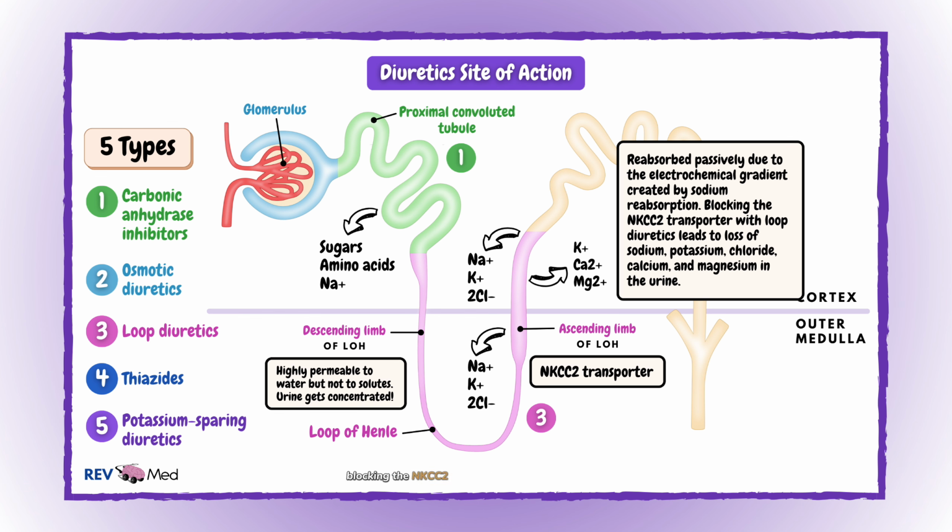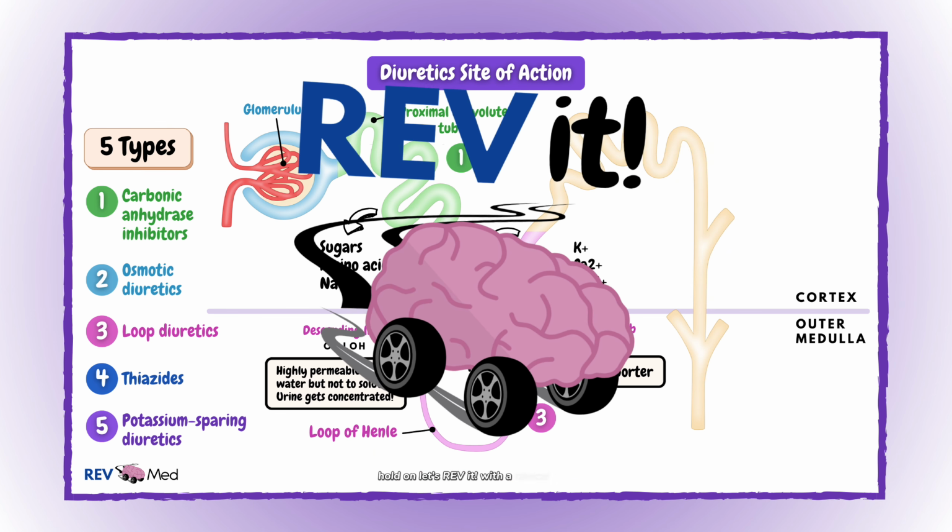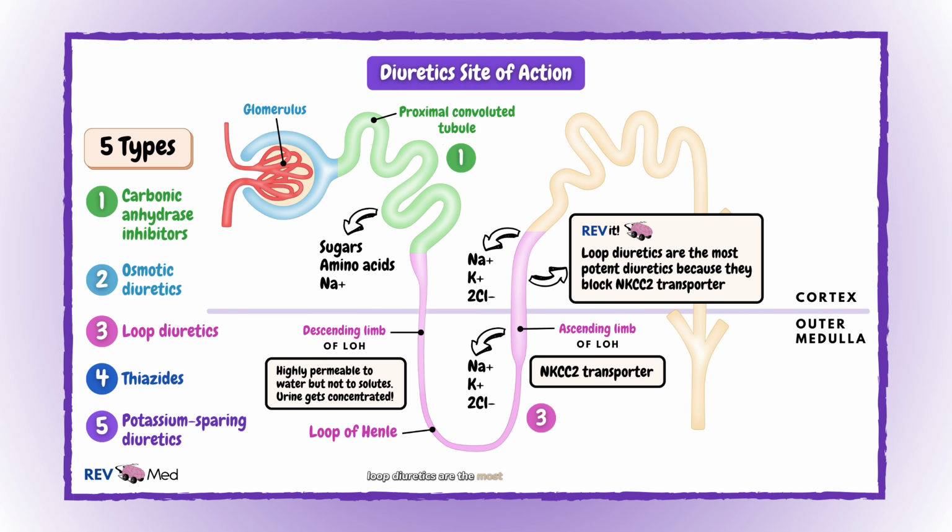Blocking the NKCC2 transporter with loop diuretics leads to the loss of sodium, potassium, chloride, calcium, and magnesium in the urine, causing hypokalemia, hypocalcemia, and hypomagnesemia. Okay, hold on. Let's rev it with a clinical gem. Loop diuretics are the most potent diuretics because they block this critical transporter.